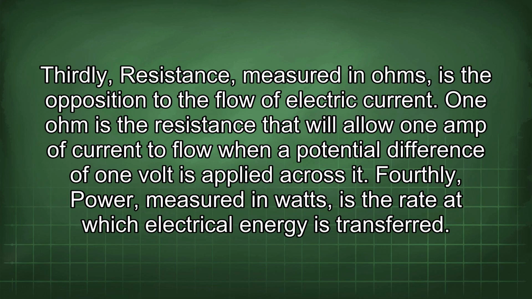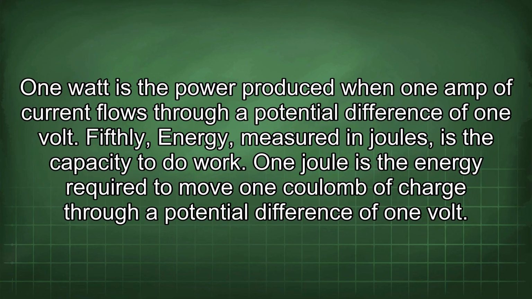Thirdly, resistance, measured in ohms, is the opposition to the flow of electric current. 1 ohm is the resistance that will allow 1 amp of current to flow when a potential difference of 1 volt is applied across it. Fourthly, power, measured in watts, is the rate at which electrical energy is transferred. 1 watt is the power produced when 1 amp of current flows through a potential difference of 1 volt.